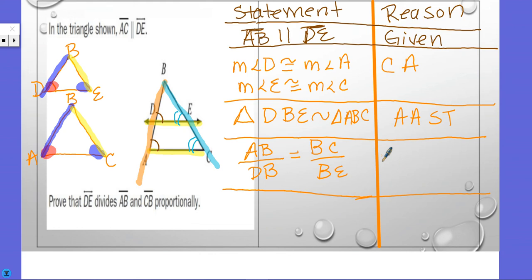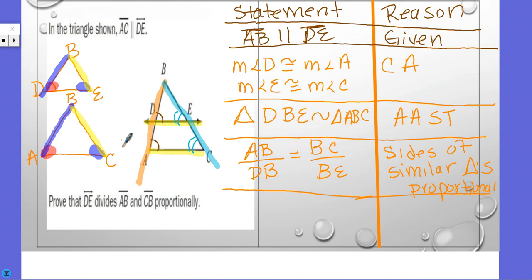proportionality. Or you could say sides of similar triangles are proportional. Okay, so that's a true statement.